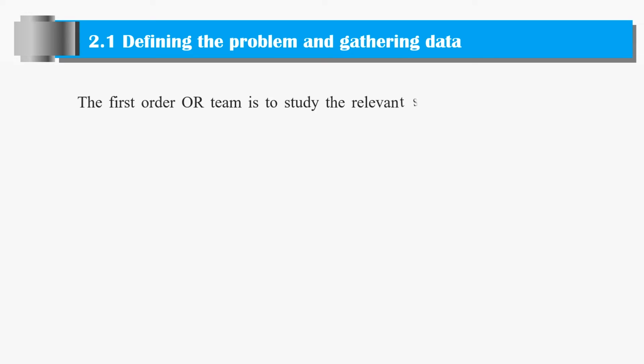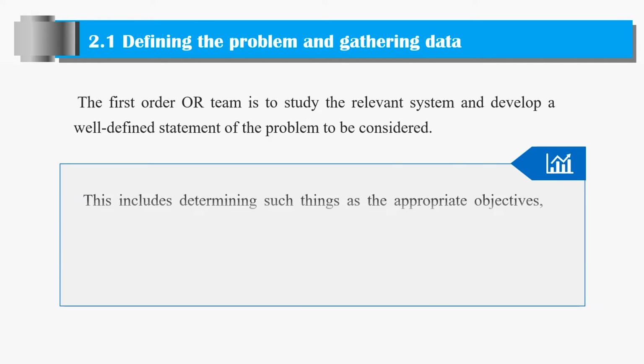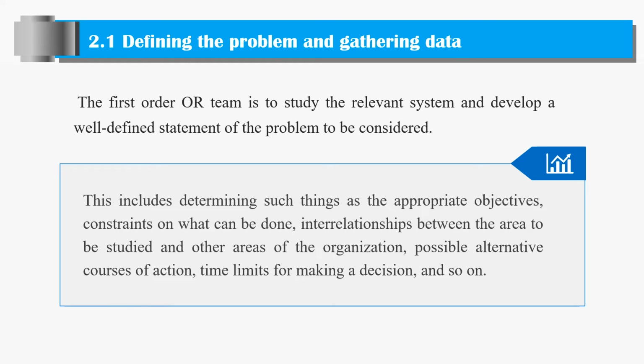First, in order, the OR team is to study the relevant system and develop a well-defined statement of the problem to be considered. This includes determining such things as appropriate objectives, constraints on what can be done, interrelationships between the area to be studied and other areas of the organization, possible alternative courses of action, time limits for making a decision, and so on.